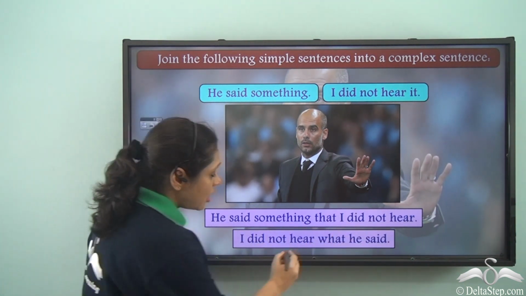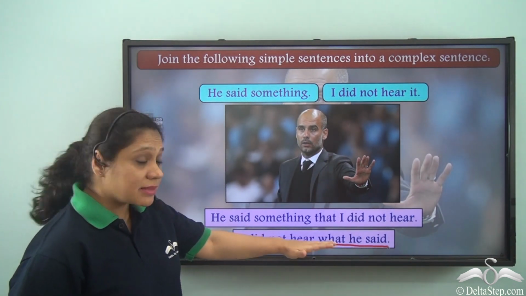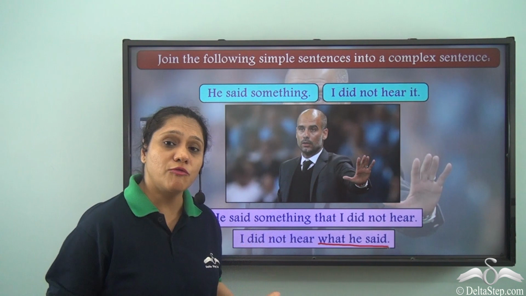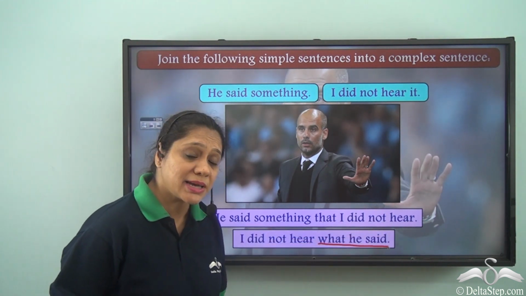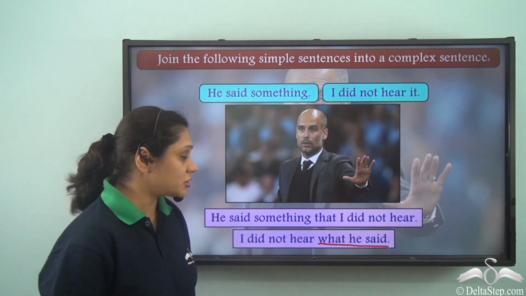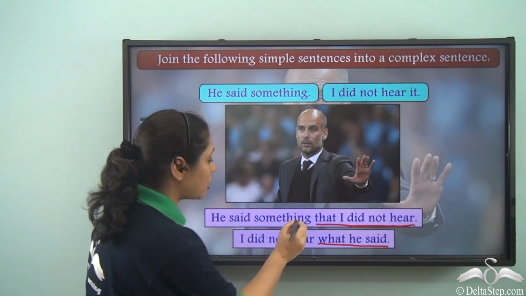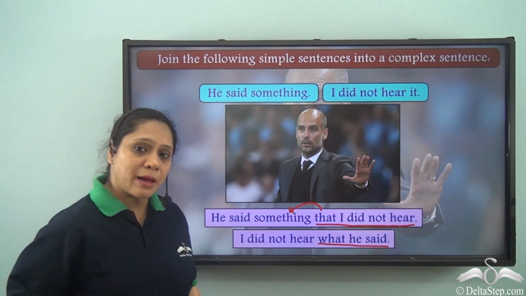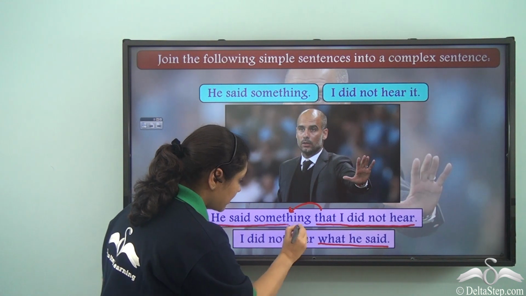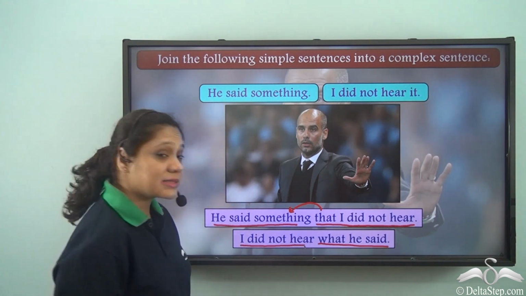So in this case, what he said becomes the subordinate clause, and in this case, what he said is the noun clause. I did not hear what? I did not hear what he said. Whereas in the first case, he said something that I did not hear. That I did not hear is an adjective clause because it is describing something. So in the first sentence, he said something is our main clause, whereas in the second sentence, I did not hear is our main clause.